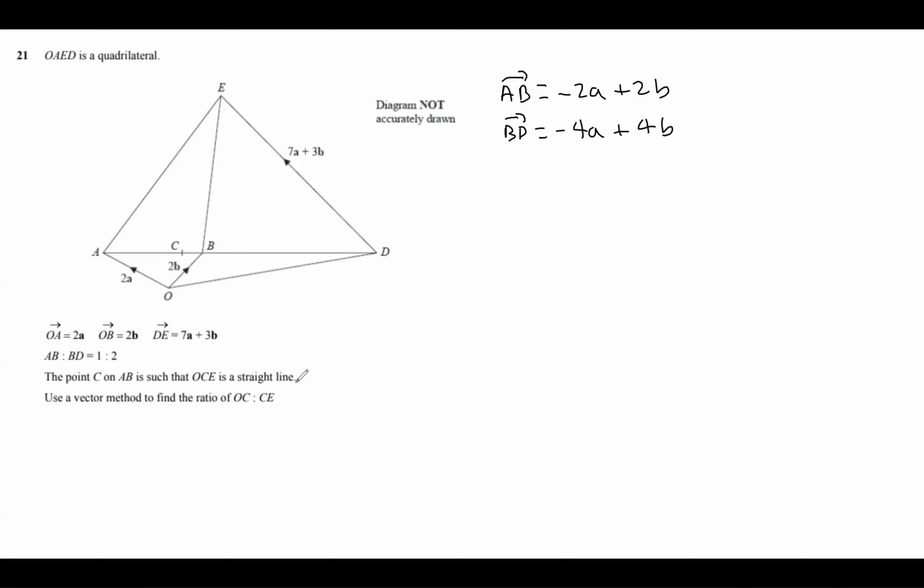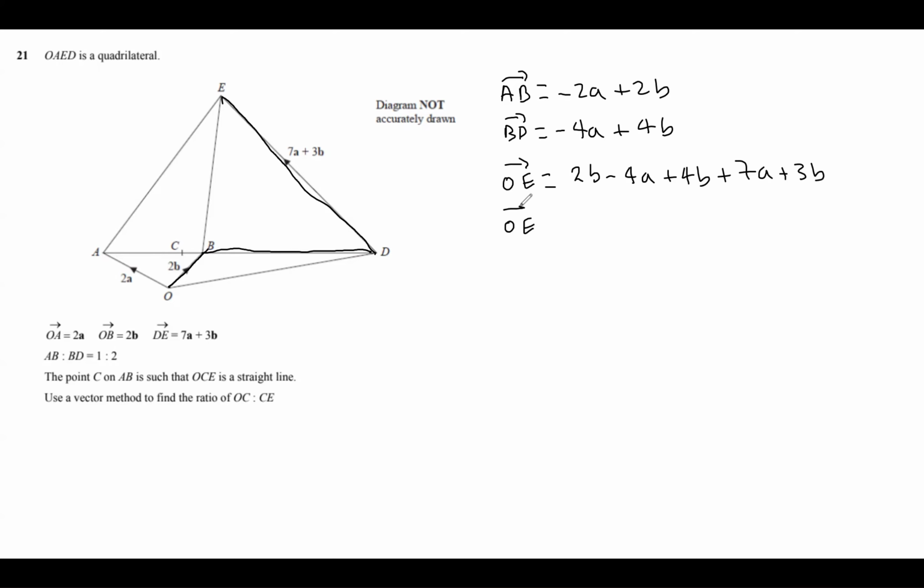Okay, and then since I'm told OCE is a straight line, I want to try and work out the vector OE. That's going to come in handy. So OE is going to be this path, and this path over here. So we're going to get 2b plus BD, which we've worked out. So that's going to be minus 4a plus 4b plus 7a plus 3b.